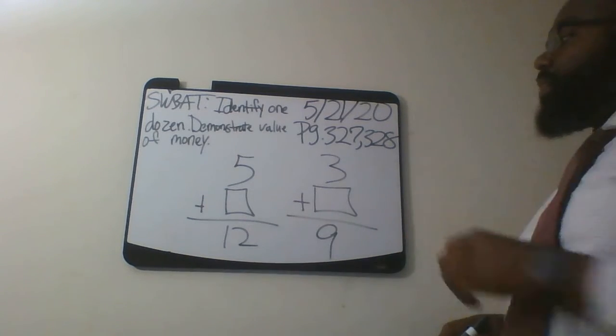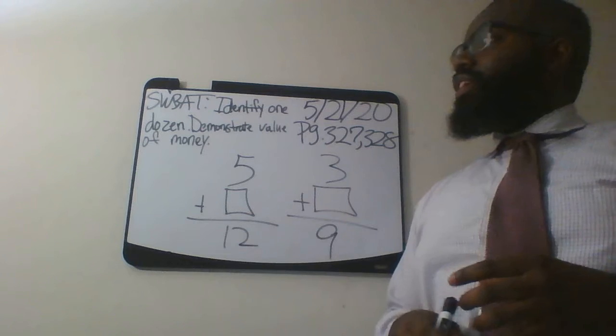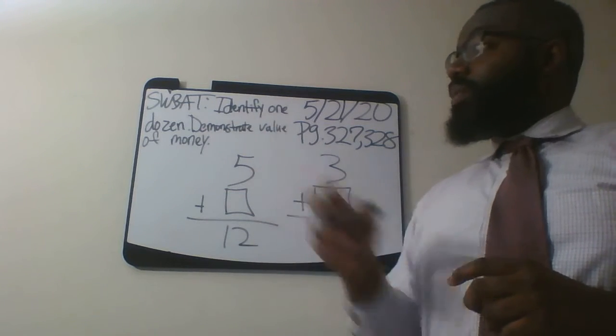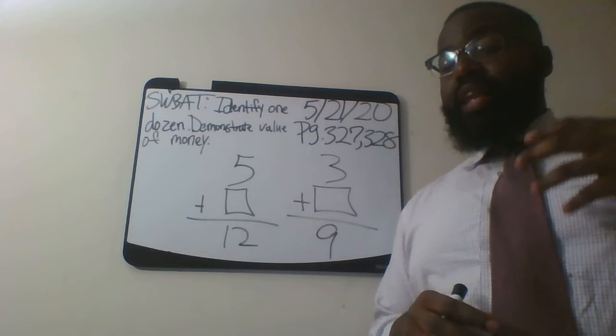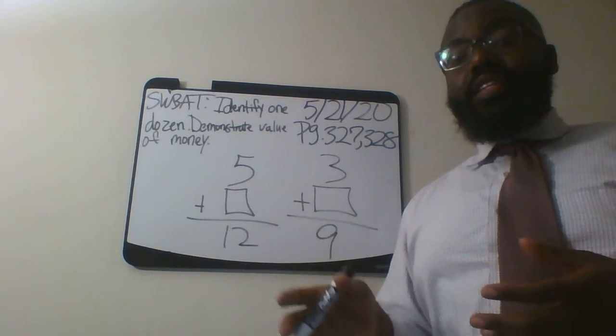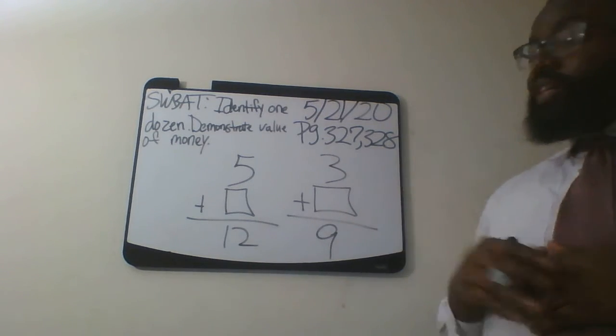Champions, can you turn to page 327? Now, in today's math lesson, you're going to be able to identify one dozen, demonstrate the value of money, and identify whether an item is greater than, less than, or equal to. Now, let's move on to number one on page 327.